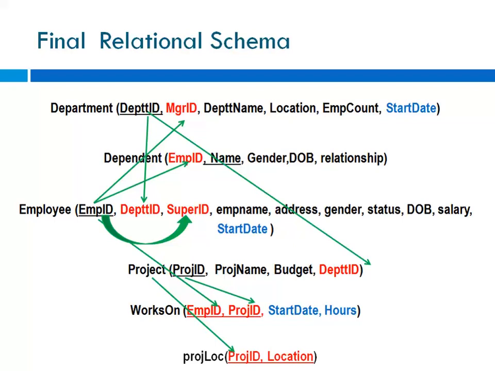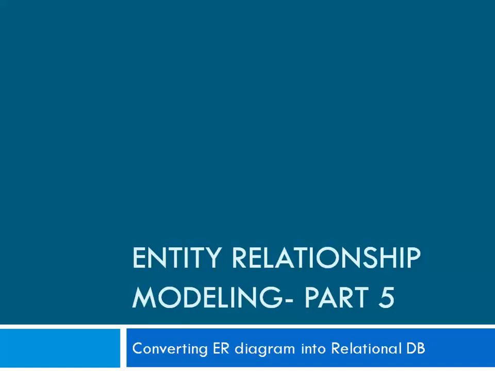So this is the schema after converting the ER diagram of an organization with the entities department, dependent, employees and project as tables and their relationships. This is all about entity relationship modeling and understanding how to convert an ER diagram into a relational database.